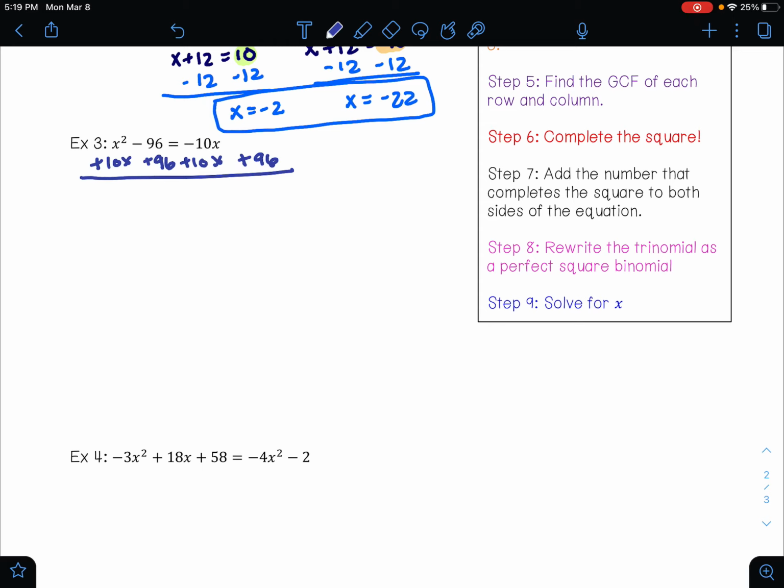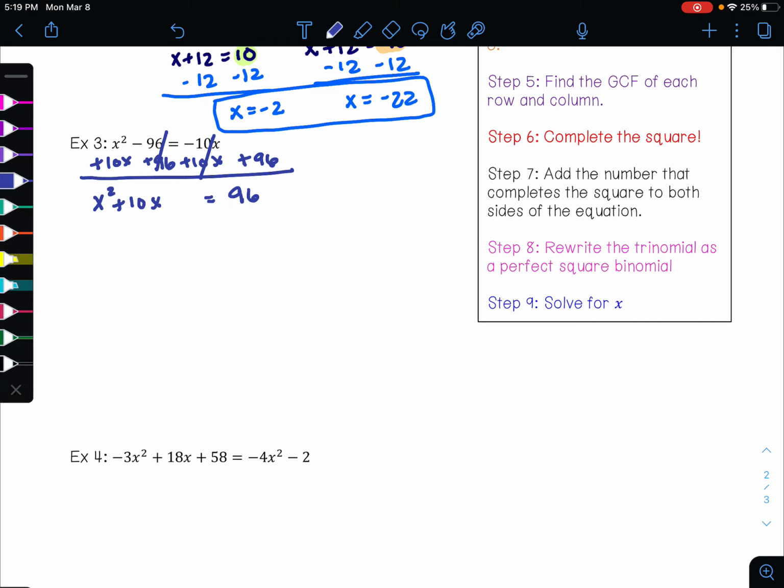x squared and 10x are not like terms, so I'm just going to write them side by side. Negative 96 plus 96 is 0. I'm going to bring down my equal sign. Negative 10x plus 10x is 0. And then I'm going to bring down my 96. So that's step 1. Have your variables on one side and your constant on the other.